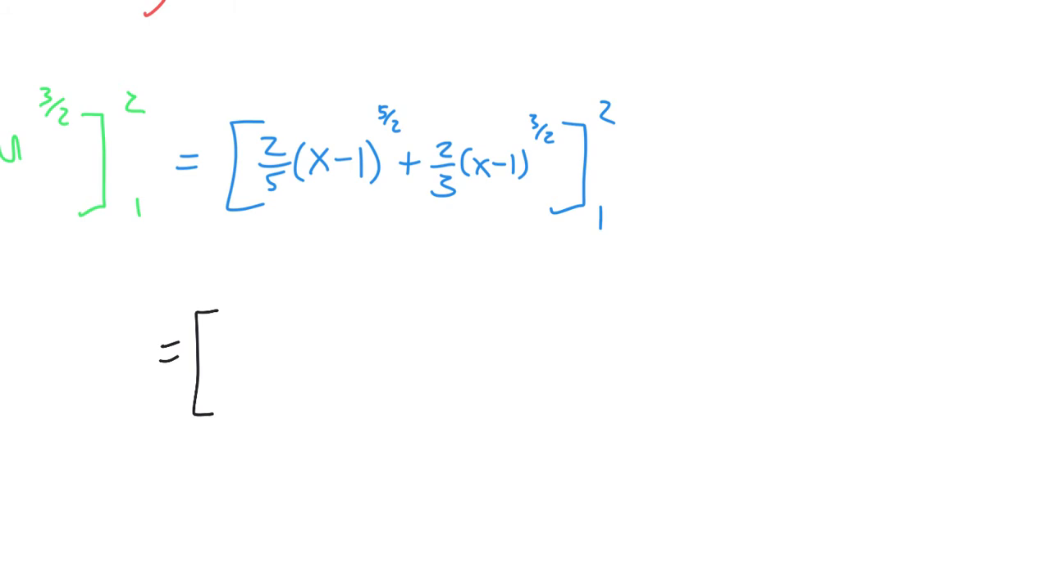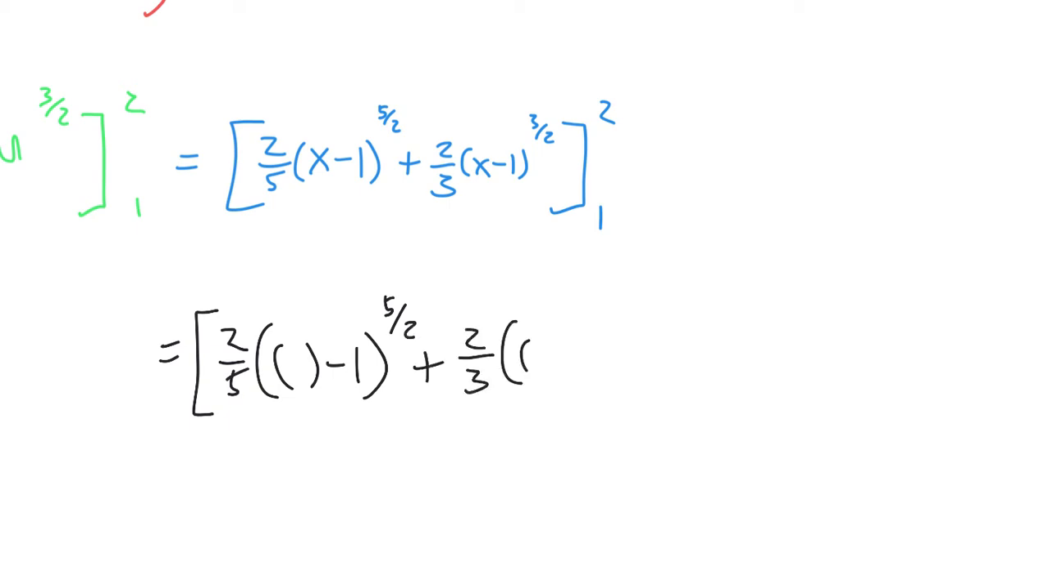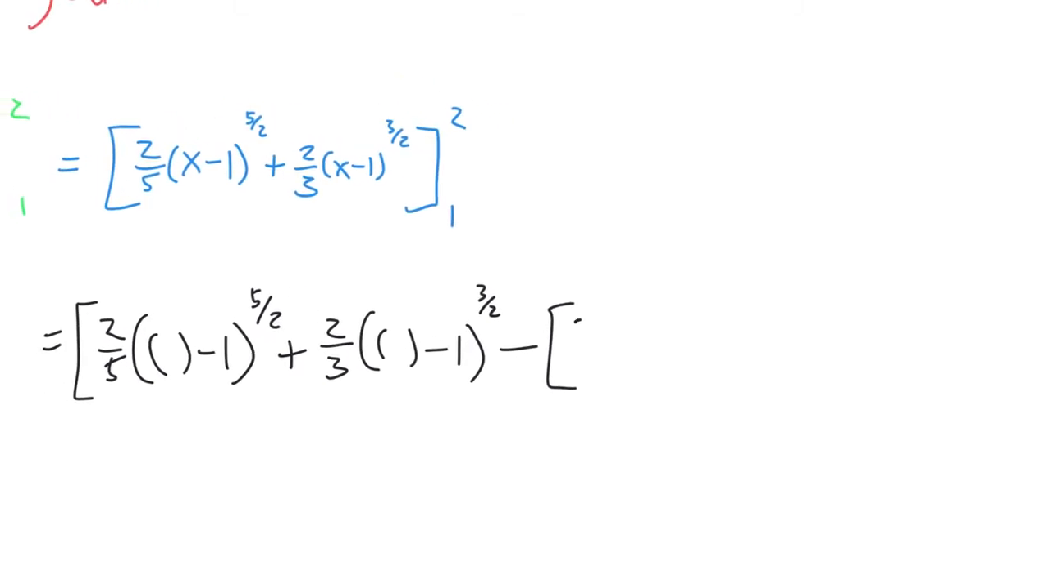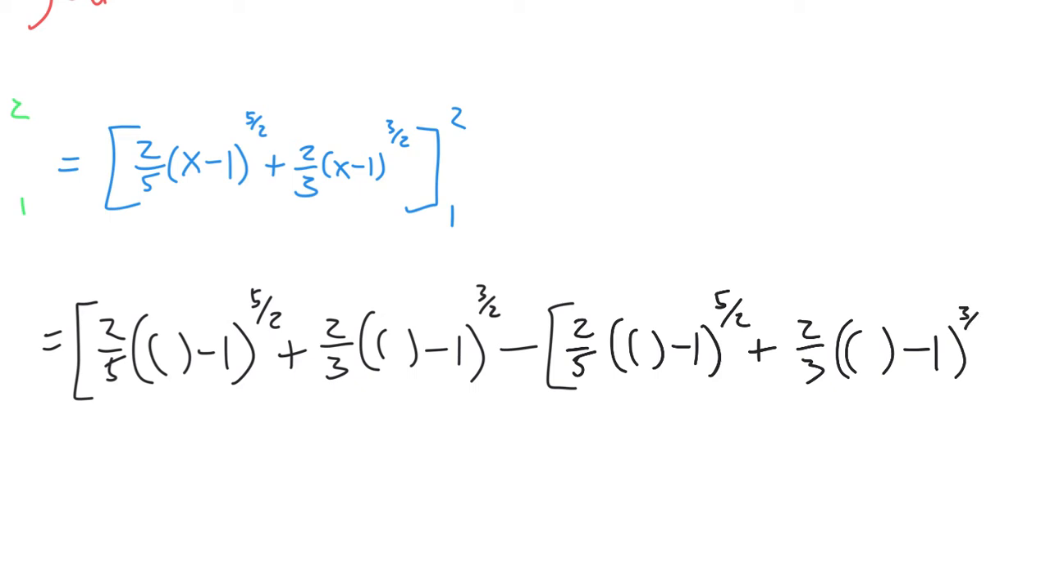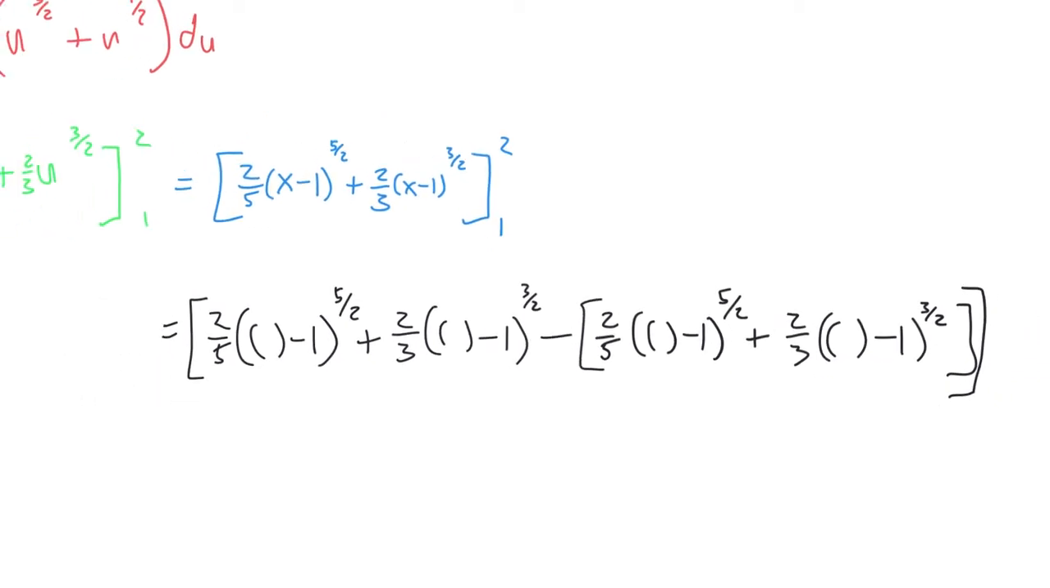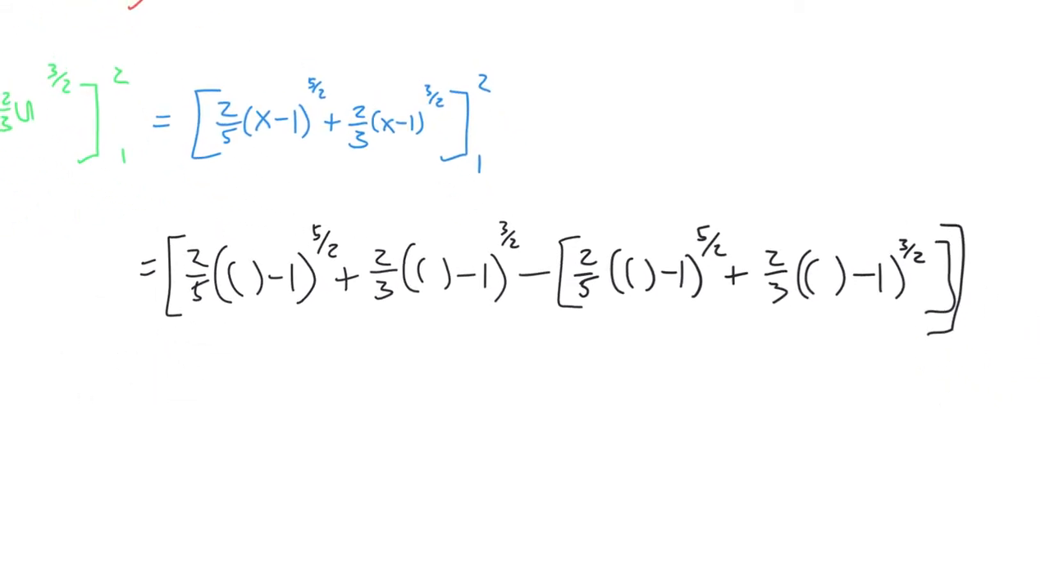It would be 2/5 times something minus 1 raised to the 5/2 plus 2/3 times something minus 1 raised to the 3/2, and that would be subtracting the entire quantity of 2/5 times something minus 1 again raised to the 5/2 plus 2/3 times something minus 1 raised to the 3/2. And that will end up being the answer after plugging in 2 and 1.